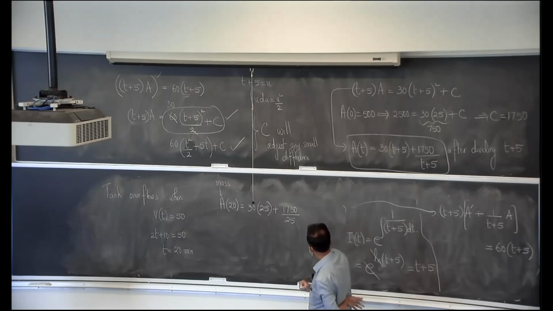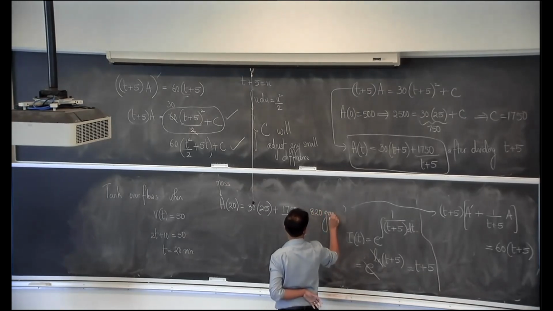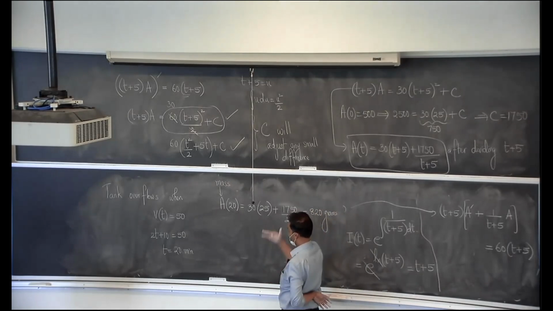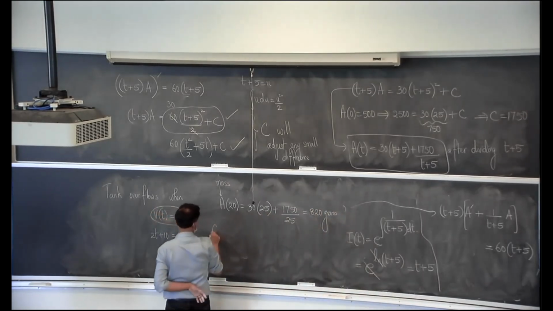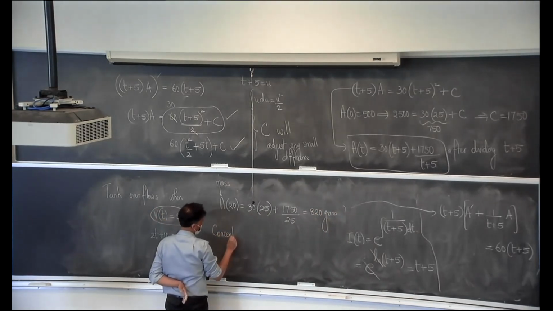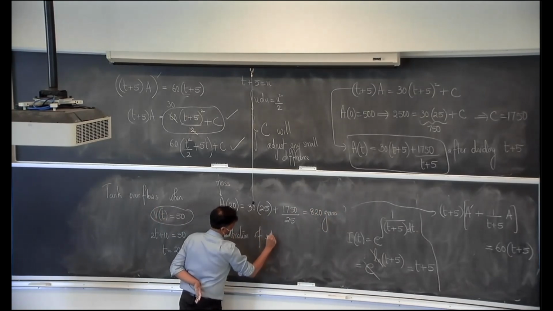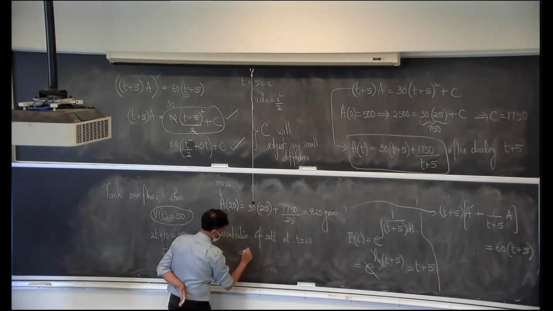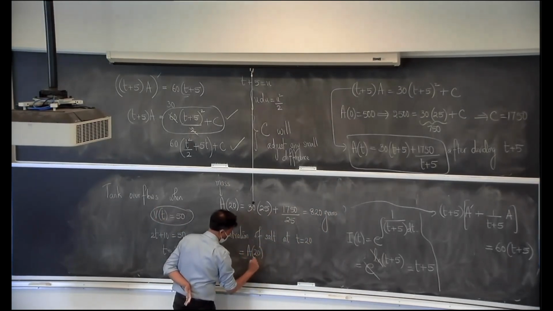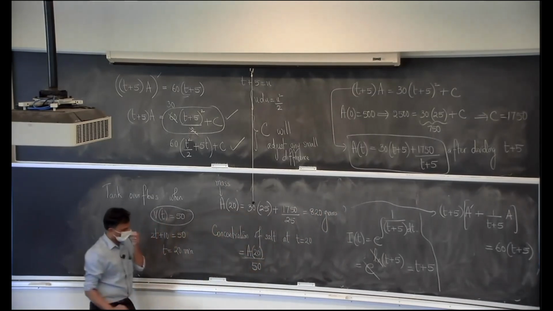Can you tell me what this number is? It is a clean number, I think. 820 grams. The concentration is the mass divided by the volume. The volume when it's overflowing is 50. So the concentration of the salt in the tank at t equal to 20, that is when it is overflowing, is A of 20 divided by 50. Mass divided by volume.